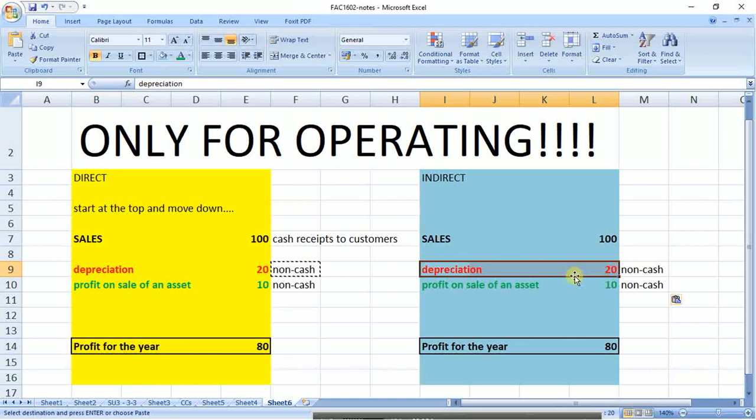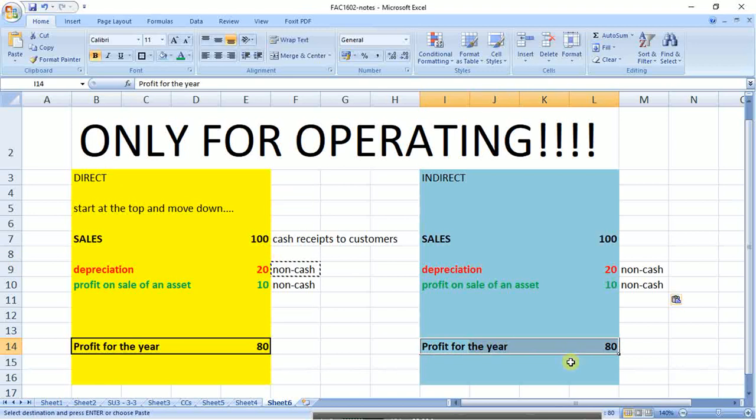Does that make sense? Oh, yeah. Then you have to add the 10. So it's going to be 90. You have to add the depreciation back. Yes, okay. So remember, profit for the year is after you've taken out depreciation.